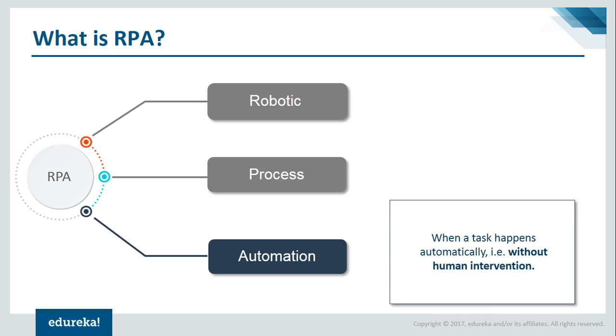Then comes automation. So whenever a task happens without any human intervention, it is known as automation. All right, so if you were to summarize these three words, mimicking human actions to do a meaningful task without human intervention is known as RPA. All right, so for those of you who don't know about RPA, any task that you want to do which involves humans, and it involves repetitive or rule-based tasks, if those kind of tasks you want to automate, that can be done using RPA.